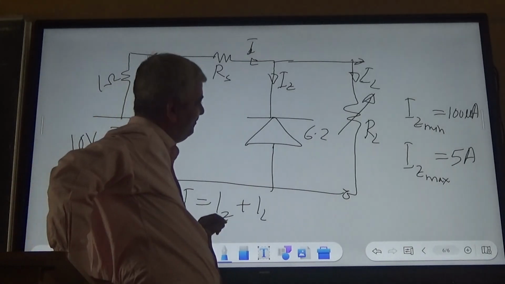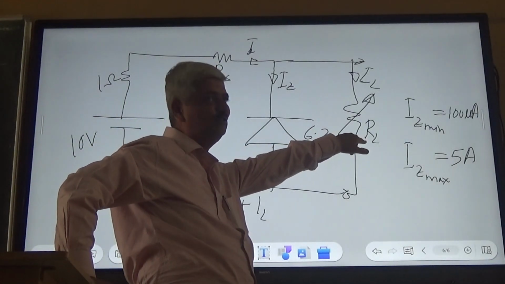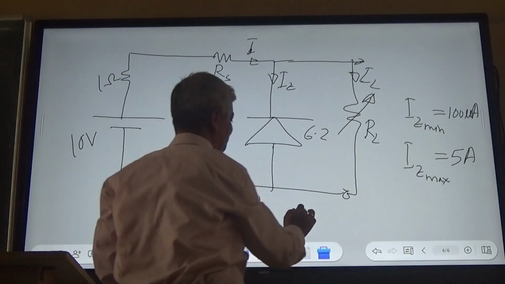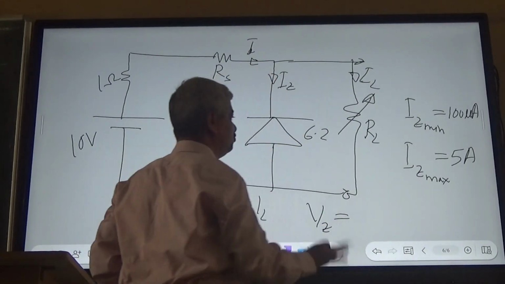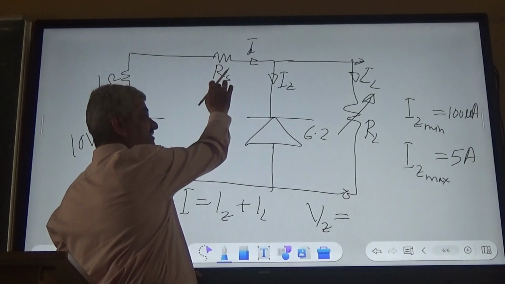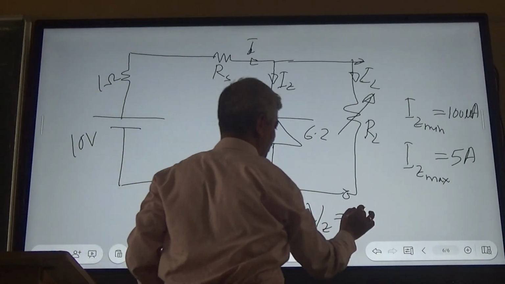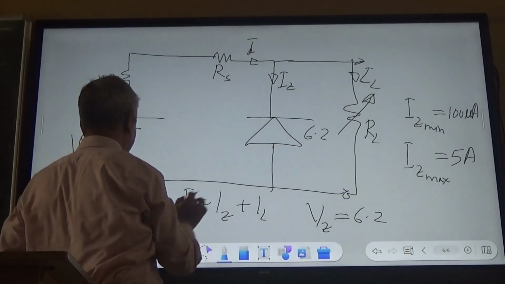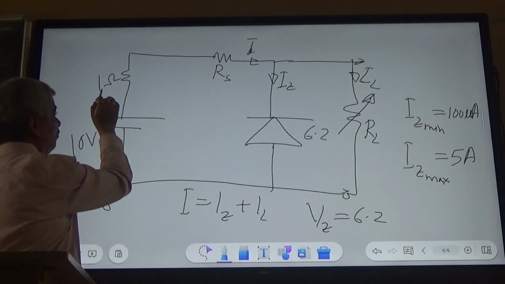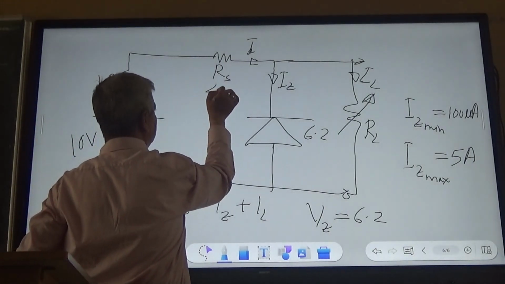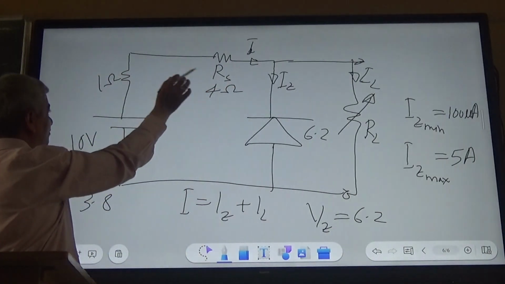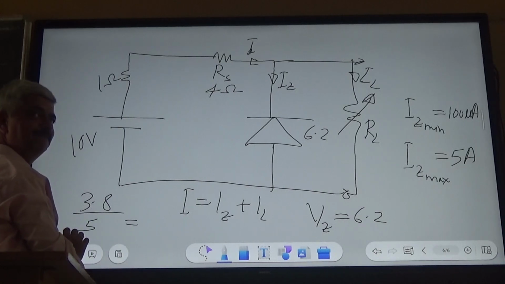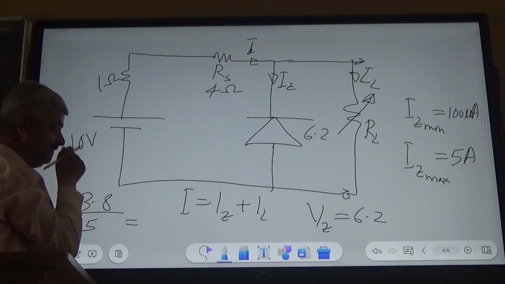Now, what happens if this load resistance changes? And what is this VZ? Once I design this RS appropriately, this VZ is 6.2 volts, and this is 10 volts. So 10 minus 6.2 is 3.8. This is 1 ohm. If I choose this to be 4 ohm, the total will be 5 ohm. So 3.8 by 5, what would it be?